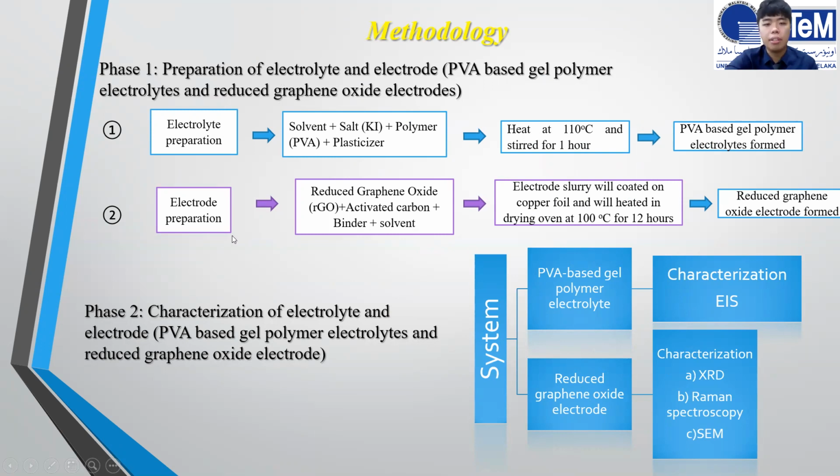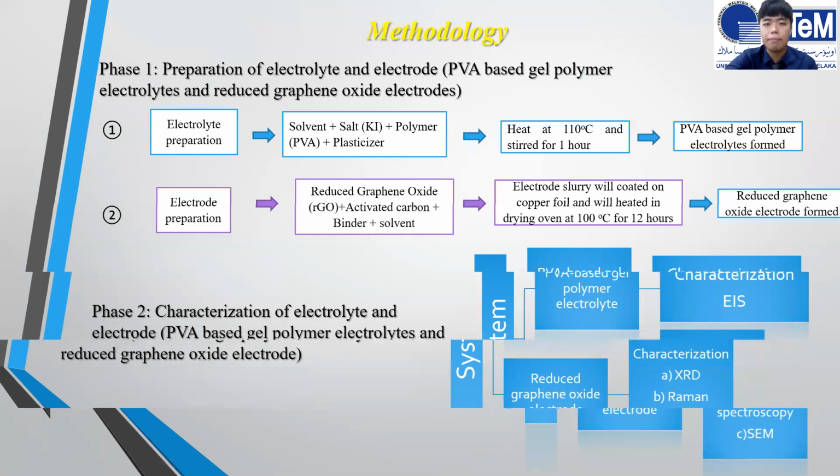For electrode preparation, it's prepared by reduced graphene oxide plus activated carbon plus binder plus solvent, and will become an electrode slurry. The electrode slurry will be coated on copper foil and heated in a drying oven at 100 degrees Celsius for 12 hours, and the reduced graphene oxide electrode will be formed. Phase 2 is characterization of electrolyte and electrodes. For the PVA based gel polymer electrolyte, it will be characterized by EIS. For the reduced graphene oxide electrode, it will be characterized by XRD, Raman spectroscopy, and SEM.